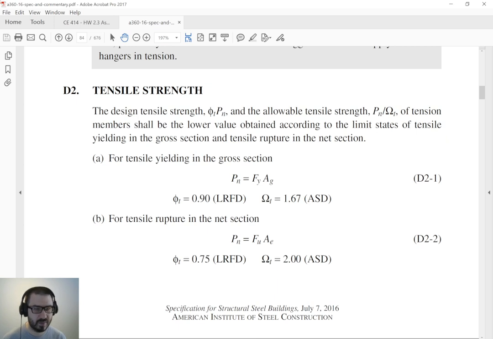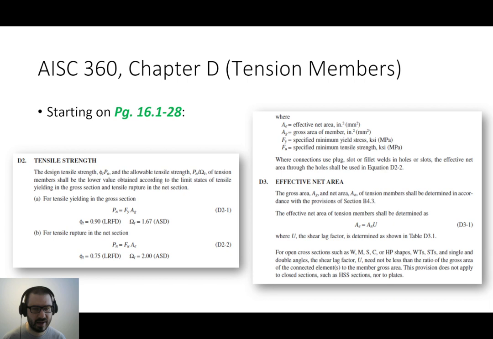Now, let me go back to the slideshow here. These are the same snapshots out of the manual. We have section D2 and we have section D3. There's one thing we have yet to talk about. For fracture in the net section, we compute that capacity by taking the tensile stress and multiplying it not by the net area, but by the effective net area. And the effective net area, defined in section D3, is the net area adjusted by this shear lag factor.